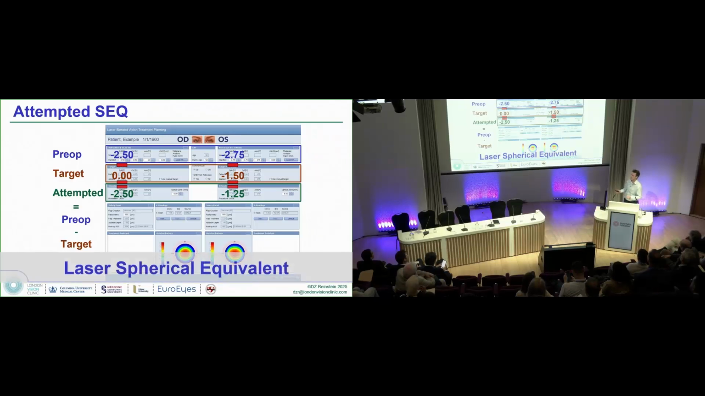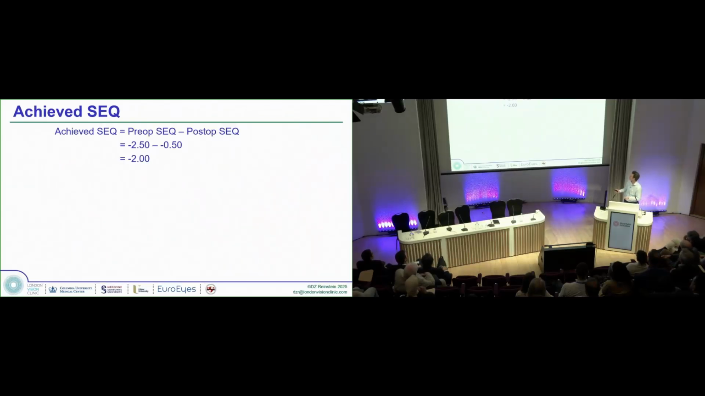But for a nomogram, you actually want to be looking at the numbers that you put into the laser. So you want to use the laser spherical equivalent when you're talking about a nomogram. So the achieved is almost exactly the same, but it's just now the difference between where you started, the pre-op, and where you ended up, the post-op. So it's just one minus the other.